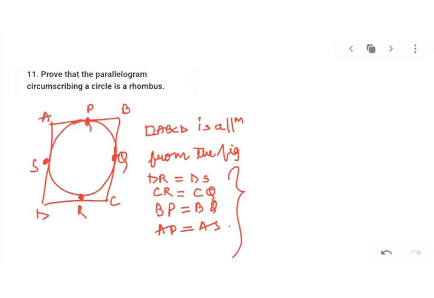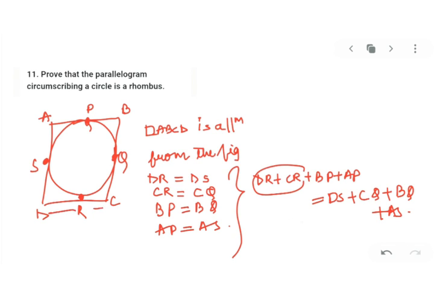Now again if I add these all, so I will get left hand side added together. DR plus CR plus BP plus AP will be equal to DS plus CQ plus BQ plus AS. Now you have to regroup and you will notice that DR plus CR will give you DC, BP plus AP will give you AB, DC plus CQ, no, I will go for DS.